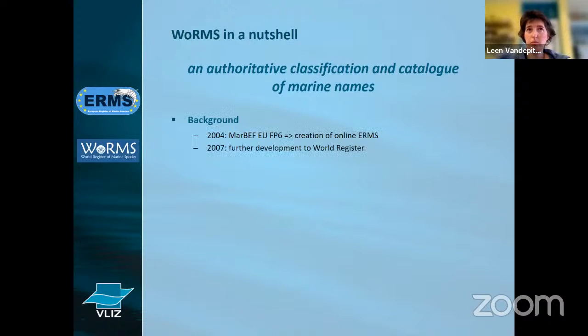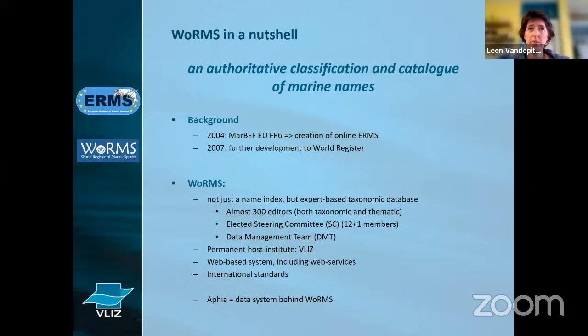Now, Worms did not start right away as a world register. It goes back to 2004, where it started as a European register, and then from there on, it grew into a world register, an online register of marine species. Now, Worms itself is not just a name index, but it's an expert-based taxonomic database. It's governed on different levels, and first and foremost, it relies on countless voluntary contributions of almost 300 marine-oriented editors who form the editorial boards.